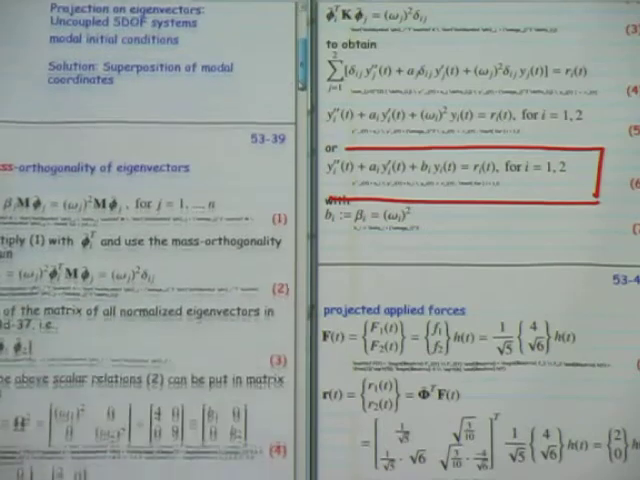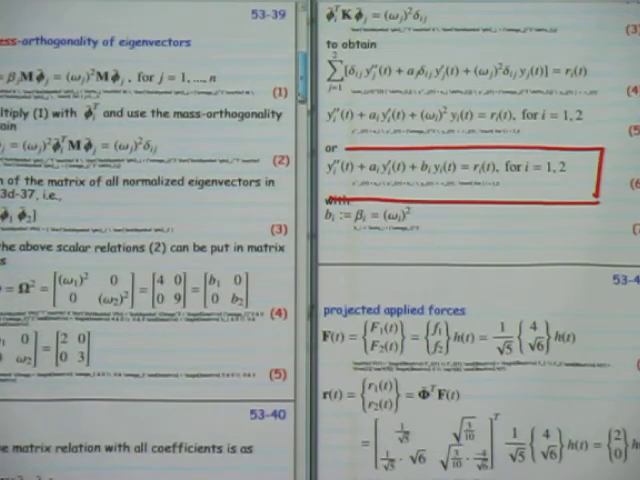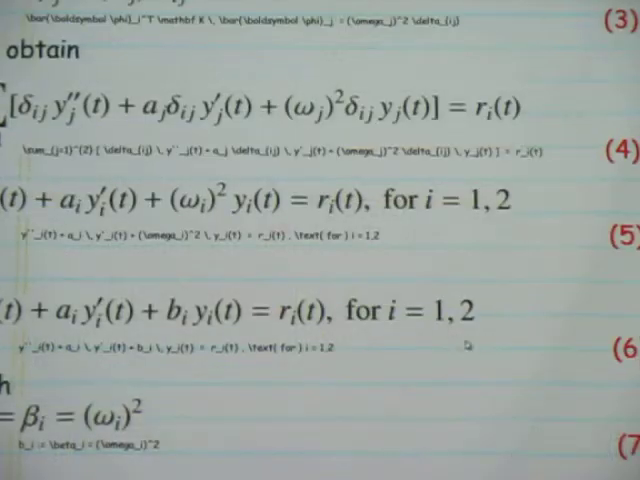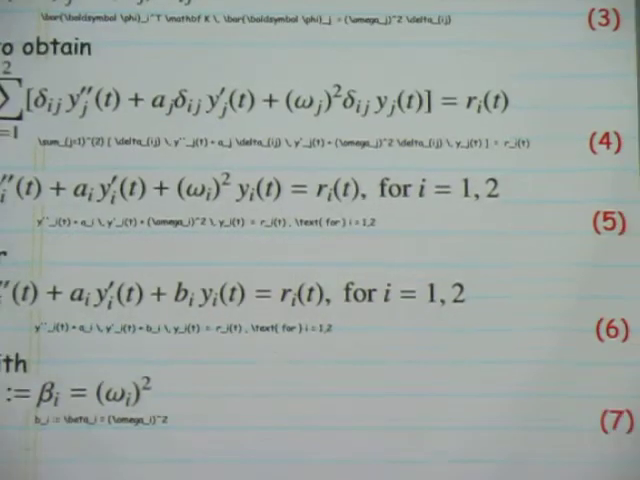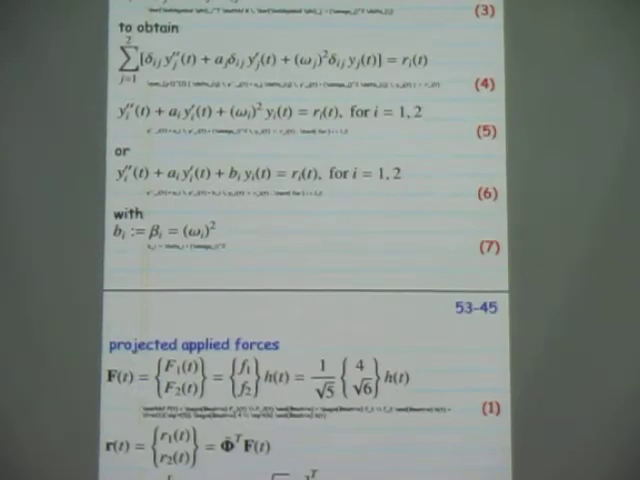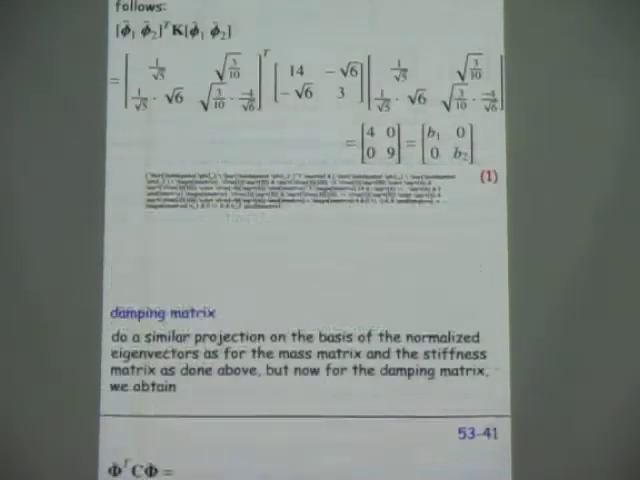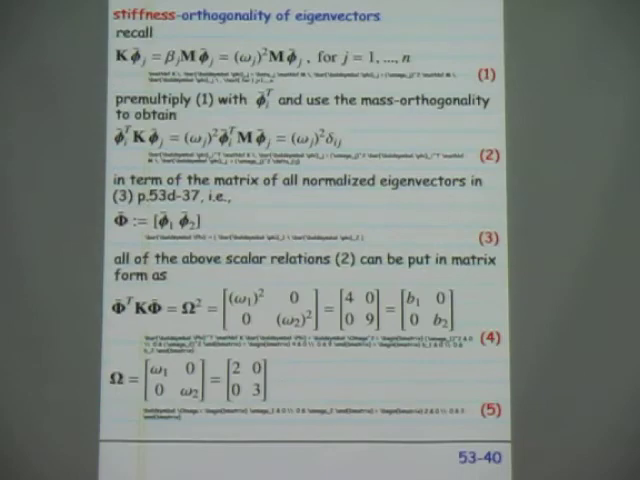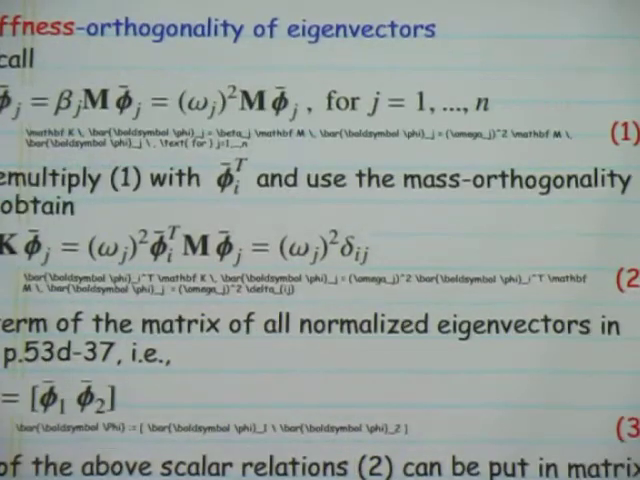Okay, so where do we begin? We begin with stiffness orthogonality. You have mass orthogonality. Now we talk about stiffness orthogonality of the eigenvectors, that is. So let's go up. Let me zoom out so you see how I navigate. I just go up to the top. Okay, stiffness orthogonality.